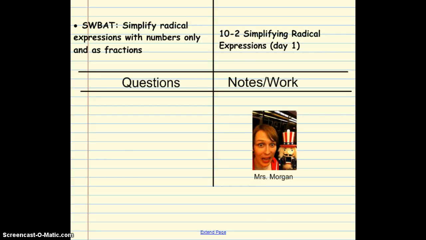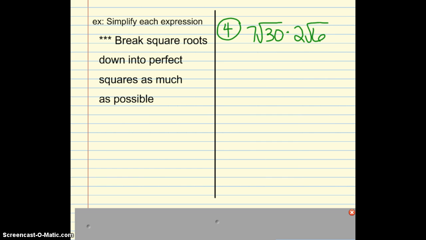This is Mrs. Morgan, and we're in Chapter 10, Section 2, Simplifying Radical Expressions, Day 1. We're going to simplify radical expressions with numbers only and also as fractions today.